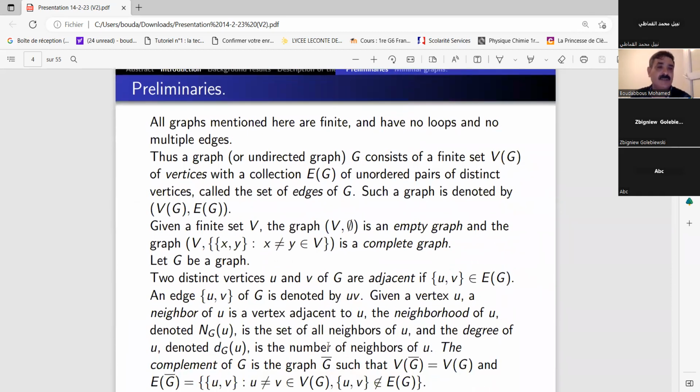Okay, in the first section, preliminaries, we give some basic definitions. A graph is a pair of a vertex set and an edge set. A pair uv of vertices is an edge. If a pair is an edge, we say that u and v are adjacent. Okay? u is a neighbor of v, v is a neighbor of u. Given a vertex, the set of neighbors is called the neighborhood and is denoted N(u).